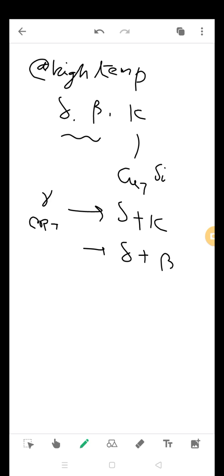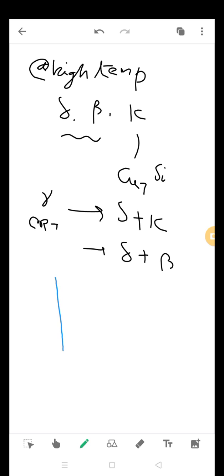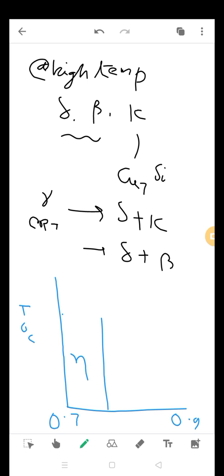Now looking into the phase diagram, if you put temperature in degrees centigrade here, and if you put concentration here, a silicon concentration of 0.7 to 0.9, firstly you will obtain the eta, the epsilon, and the gamma phase. These are at room temperatures.